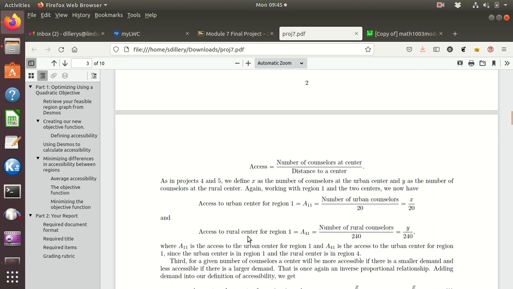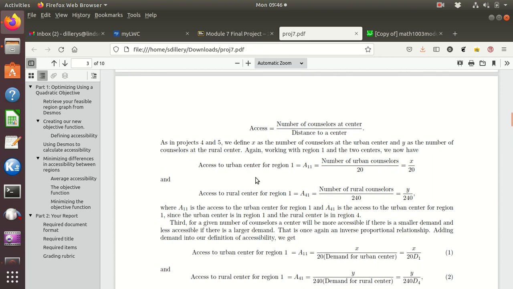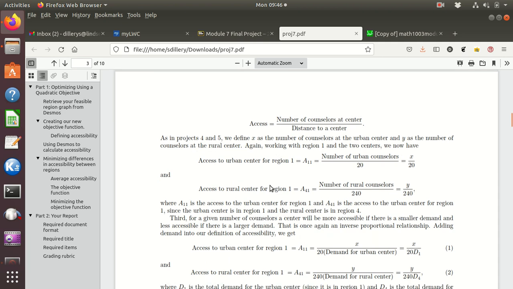And then here, access to the rural center. Well, I used a 4 for the rural center because it was in Region 4, and then 1 because it's the Region 1 people trying to get there. And so we've got our rural councilors over the 240, the time to get there, Y over 240. Okay, so that's what that's doing.